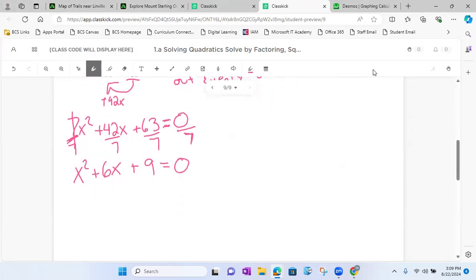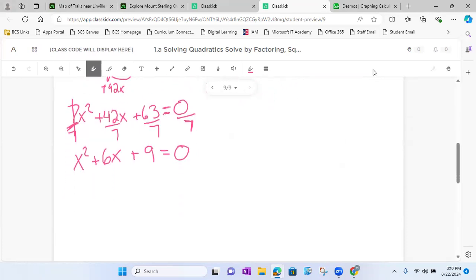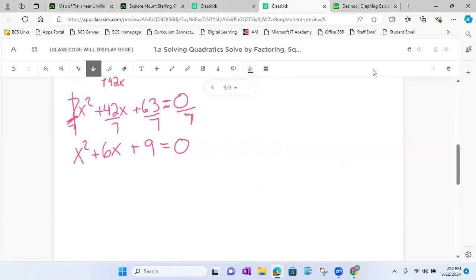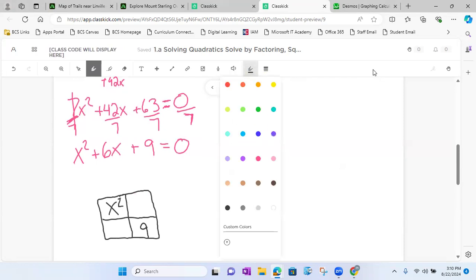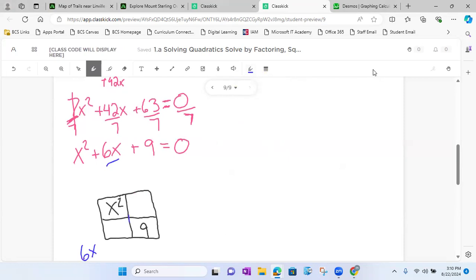Okay, and I'm going to take x squared plus 6x plus 9, and I'm going to use our area model that we're so good at. So let's go ahead, make that area model right here. I've got a 9 right here. I've got an x squared here. And please remember, the big thing to remember is that 6x right here, I'm going to put at the diagonal. And these two open area boxes there have to add to that 6x.